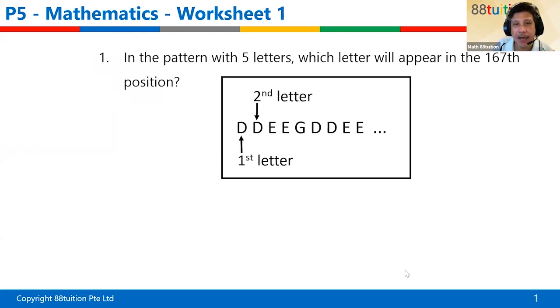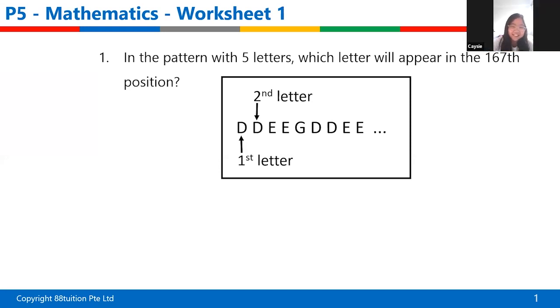So let's say this is our first question, right? How do you figure out your answer? How would you answer this question? Because the pattern has 5 letters. Very good. Yes, it is a pattern. There are 5 letters, and then they ask which letter will appear in the 167th position.